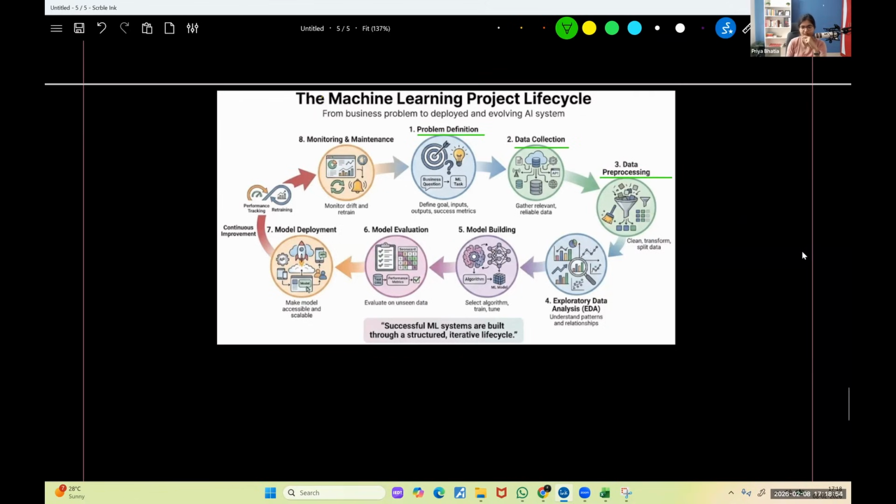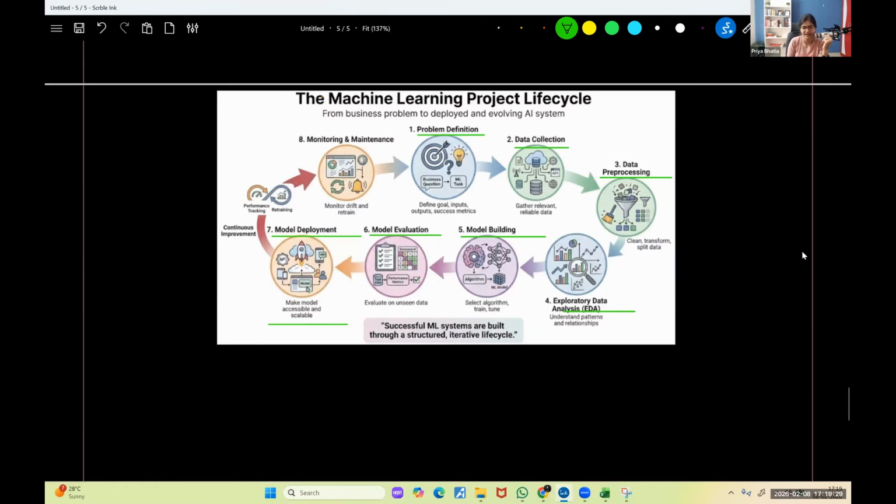Then we have data preprocessing, where we will clean and transform the data. Then we have EDA, where we will try to understand the patterns and relationships. Then we have model building, where we will select the algorithm from the entire machine learning part, and train and tune that. Then we have model evaluation, where we will evaluate our model on unseen data. Then we have model deployment, where we will try to make our model more accessible and scalable.